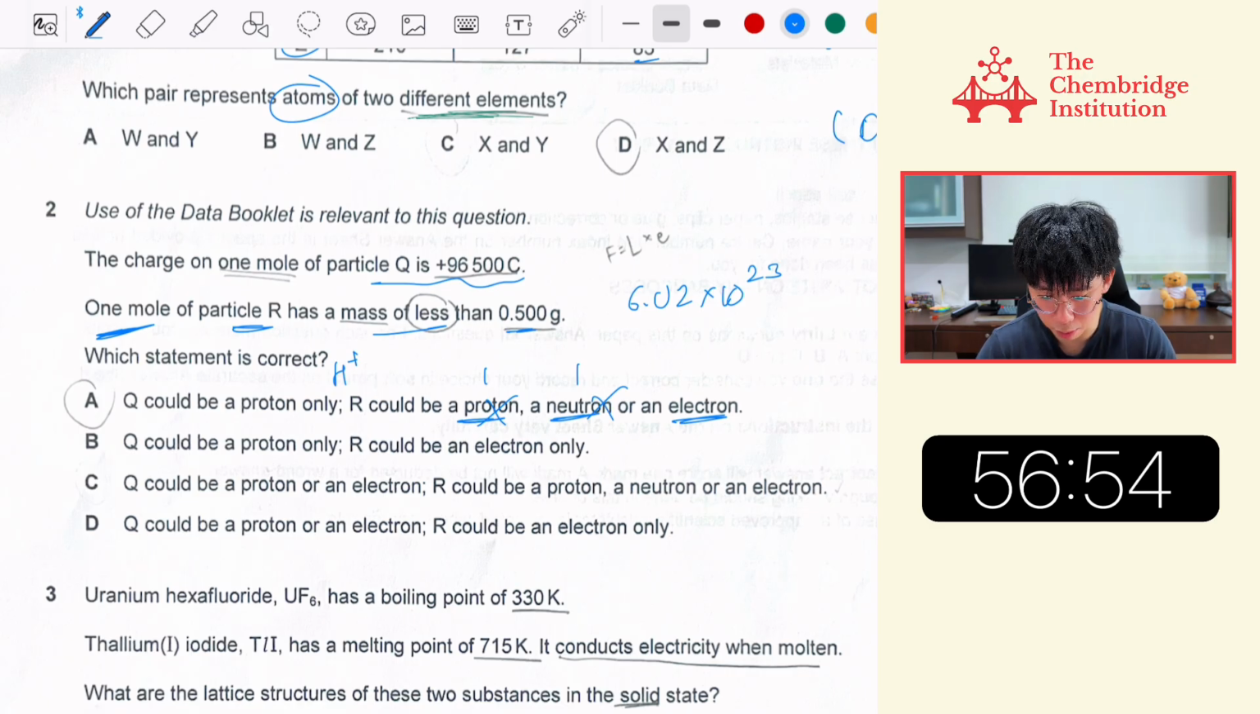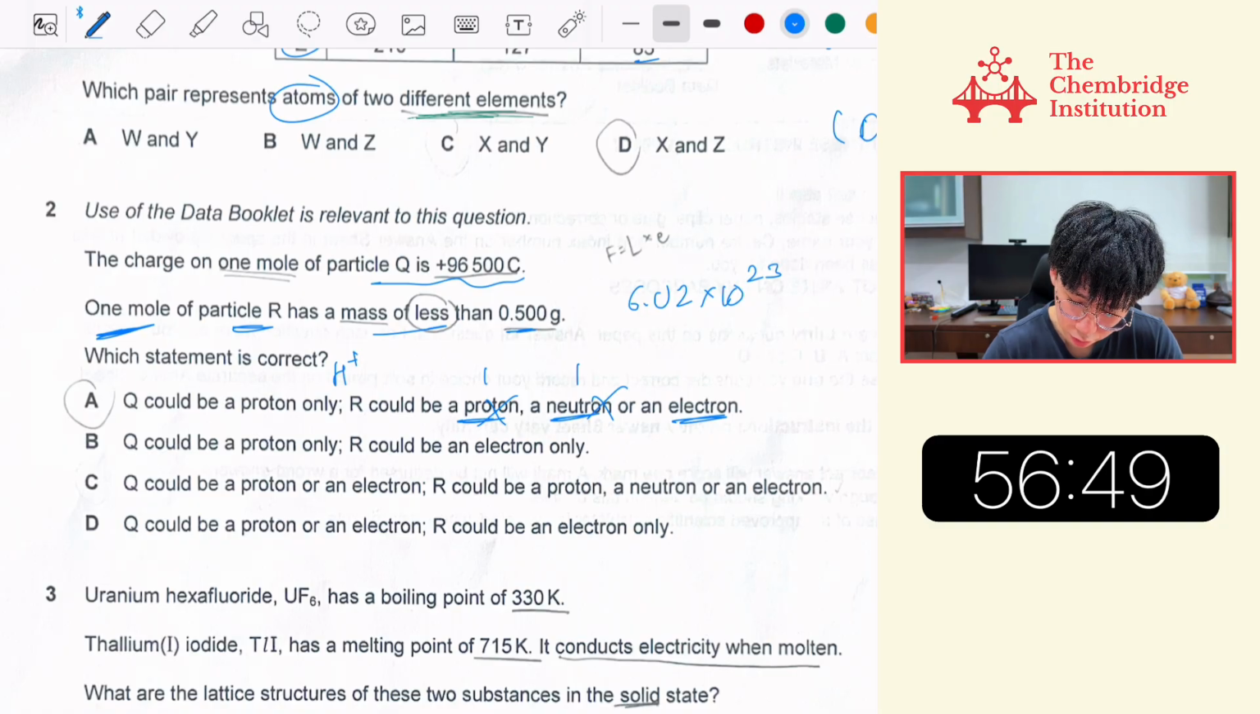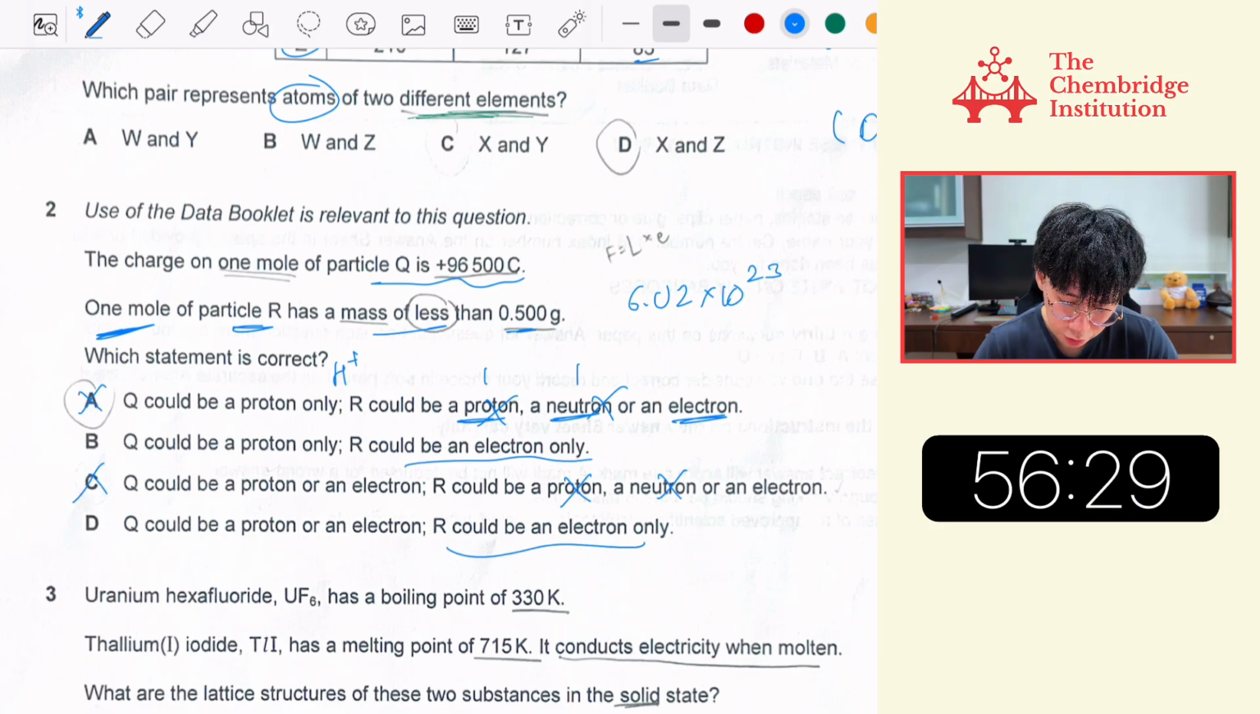Then Q could be a proton only, so R could be an electron only. What I know for R for sure is that it's definitely not a proton or a neutron, because 1 mole of a proton or 1 mole of a neutron is 1 gram. So definitely anything that says R can be a proton and/or a neutron or a combination is wrong. So R has to be an electron. So I'll cross out A and C over here. And then for Q, it says that the charge on 1 mole of particle Q is 96,500 C. Since it's a plus sign, it has to be a positive one.